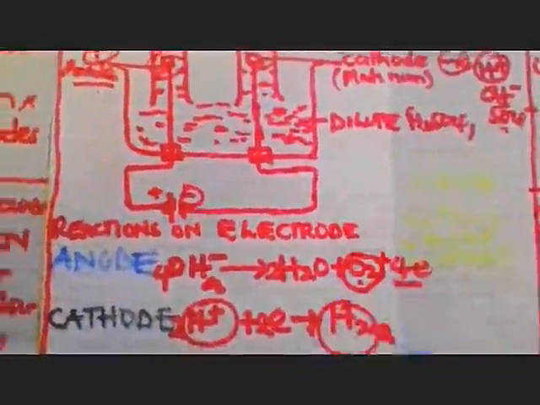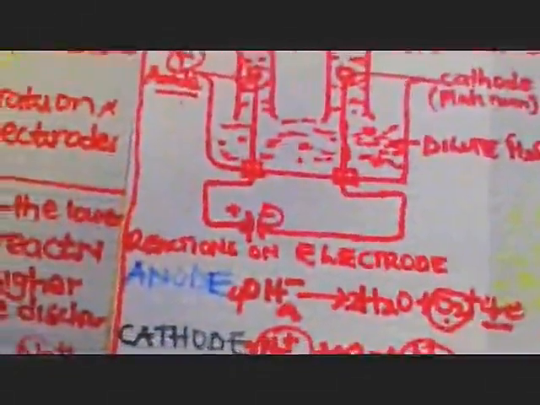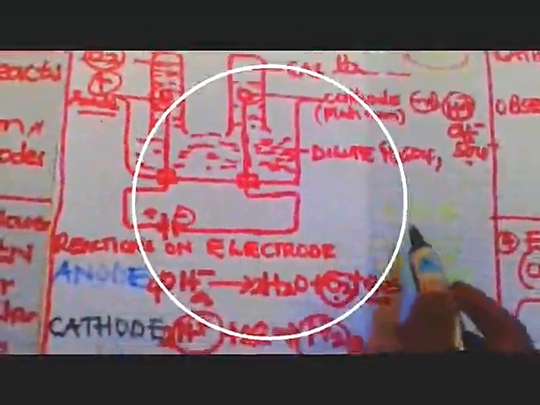Now, another point is what the question can ask: what is the observation if you put litmus paper here? Remember, the more you remove protons or hydrogen ions to form hydrogen gas, the acidity will lower. So when you put the litmus paper, previously before the electrolysis was taking place, you found the litmus paper was turning purely red.